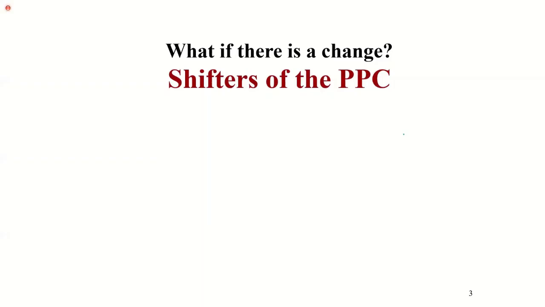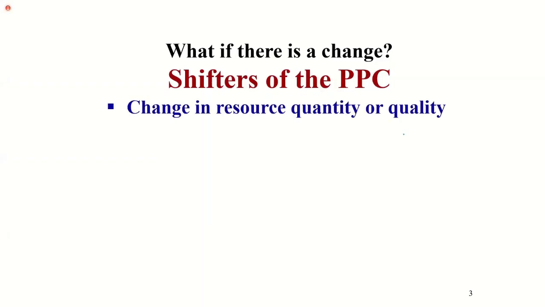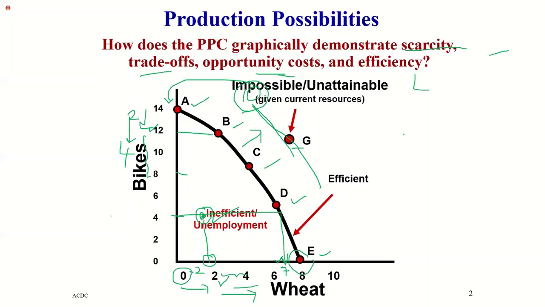So we would want to look at the shifters of the production possibility curve. The change in resources, quantity or quality. If you increase the amount of resources, quality, quantity, you can push this curve. Now, for example, you can't increase the amount of land Australia has, but you can increase the productivity, right? The amount of output that you get from a particular area. Land productivity, labor productivity, resource productivity, you can increase.